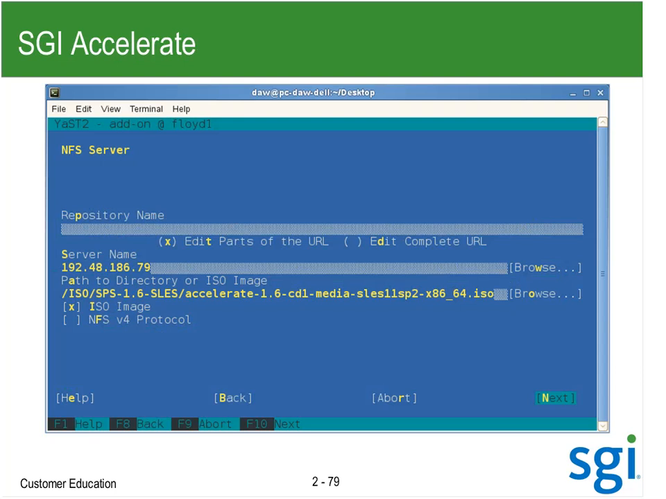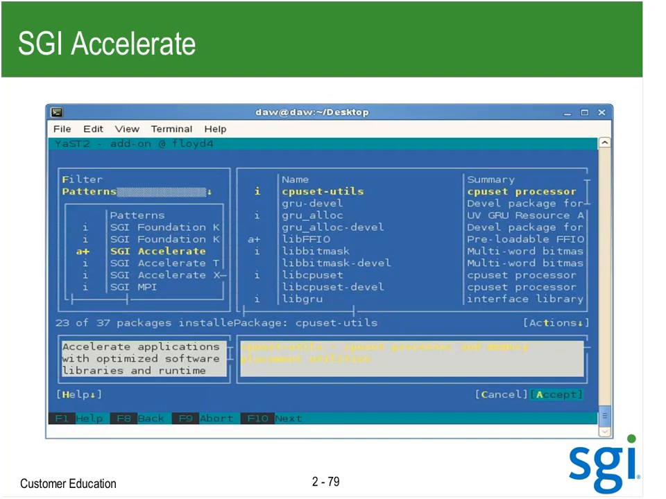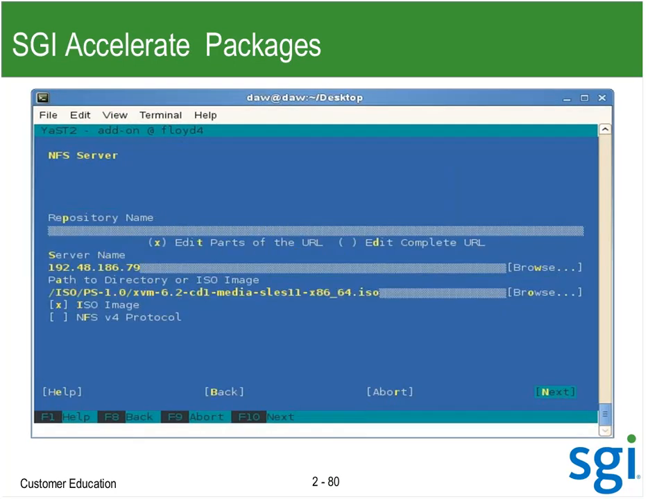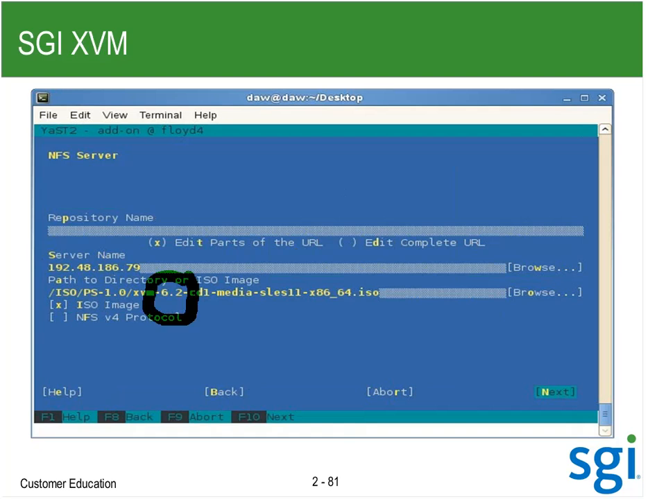Then we're loading Accelerate and see what's in the Accelerate RPM or ISO distro. And then we're also loading XVM. Now this is a little bit old. I should have changed this. It's actually going to be a 7.0, not a 6.2. So I did not get a better screenshot here. This is an old screenshot. I'm going to have to replace that screenshot. But the lab manual should be accurate on it.